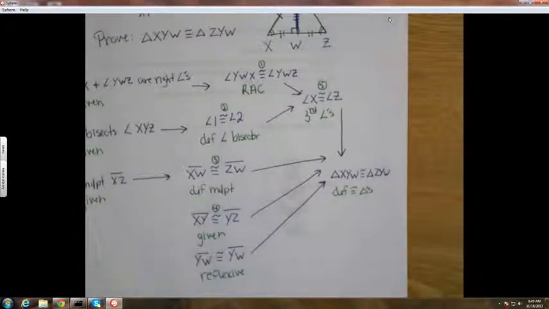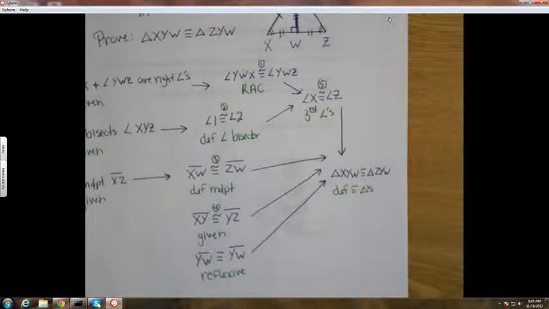I've got 2 column ones left. 2 column proofs. Two column proofs. That's my plan today. Mission: kill first hour geometry students.